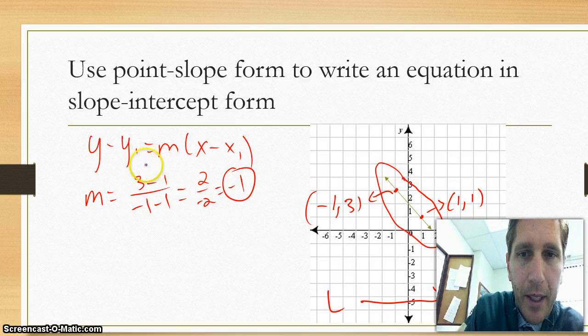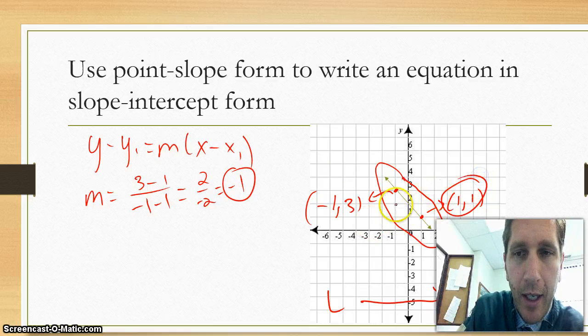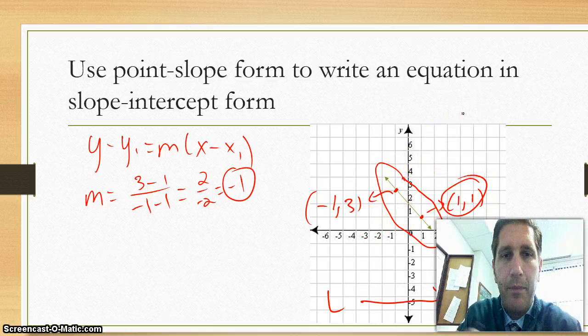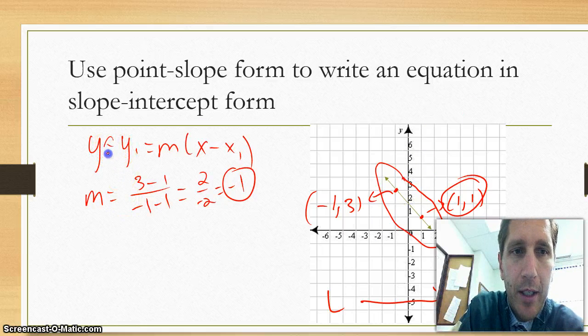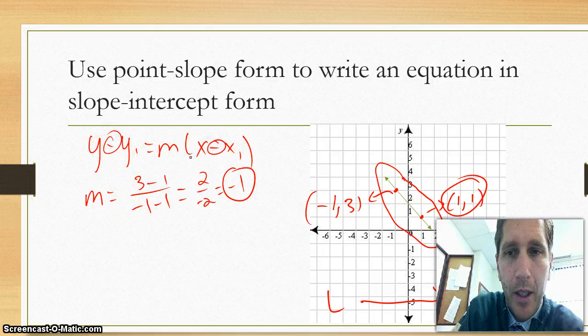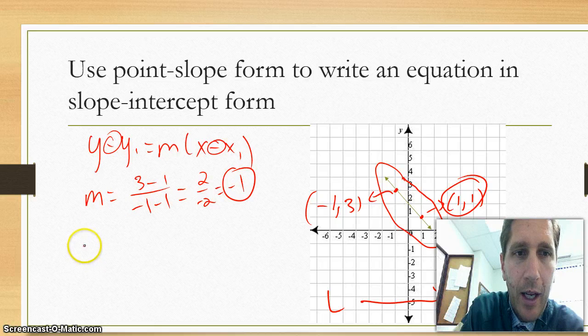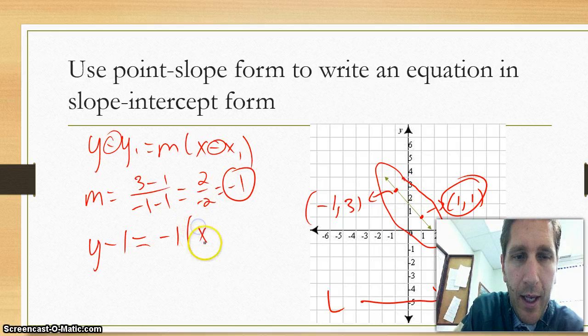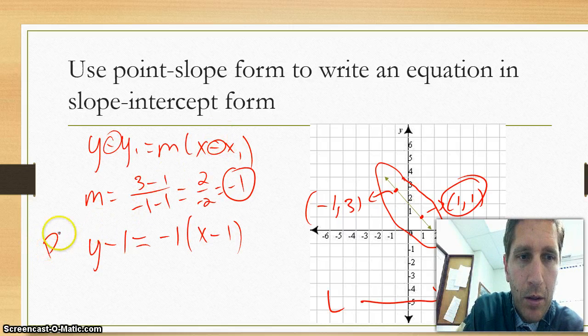So now we need to pick an ordered pair. Choose any of the ordered pairs. I like to choose all positive numbers if possible, so that I do not need to change any of my signs in my formula. So if you can choose all positive, I would recommend that. So y minus 1 equals -1, my slope, parentheses x minus 1. Now I have it in point-slope.